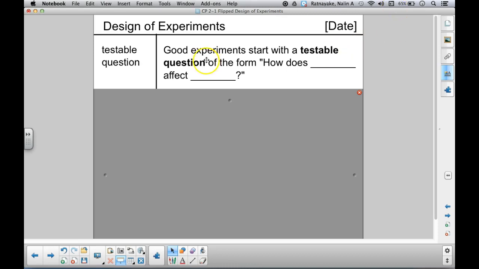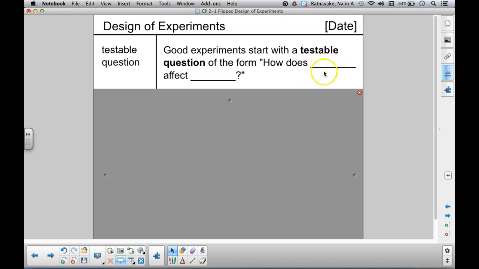So let's try good experiments starting with a testable question of the form, how does blank affect blank? You know, if I ask a question, I wonder how long it takes me to get to work. That's not really a testable question in the sense that I couldn't set up a controlled experiment about it. Now, if I ask the question, I wonder how the time I leave my apartment affects how long it takes me to get to work, that is a testable question.